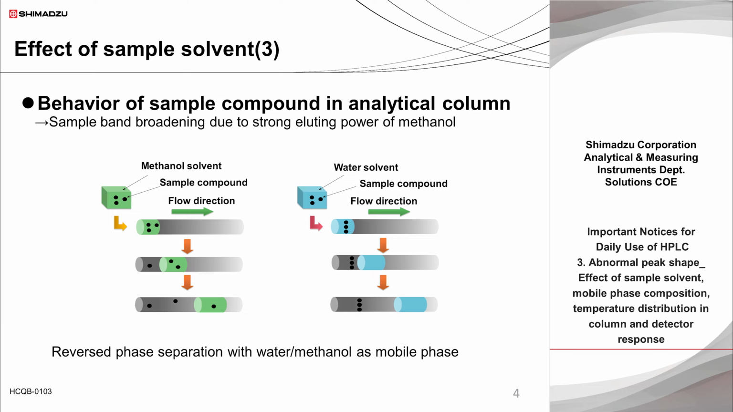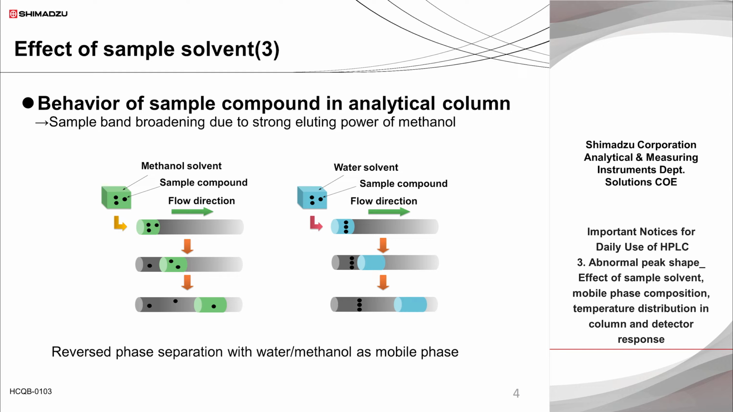In the case of the methanol solvent shown on the left, the eluting power of the sample solvent itself is larger than that of the mobile phase. As this band moves through the column without any interaction to the stationary phase, a portion of sample compounds are pulled by the solvent band due to its larger eluting power, resulting in the sample band broadening. It interacts with the sample components and pulls some of the component molecules with it, causing diffusion of the sample band.